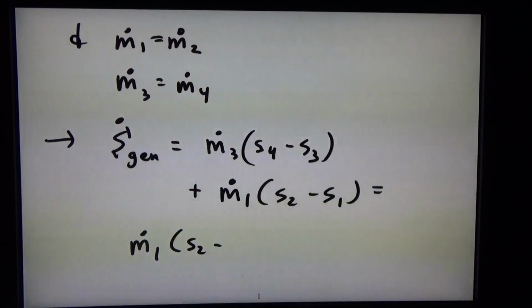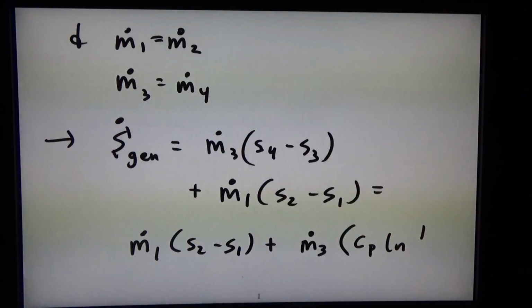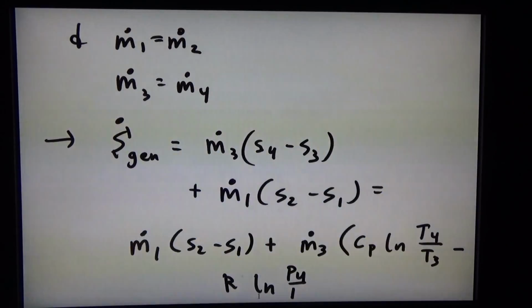So here for the second part, delta S of the ideal gas, we can write it based on, do we know temperature and pressure for the ideal gas, or do we know temperature and specific volume for the ideal gas? We know the pressure, so we want to choose the equation C sub P natural log T4 to T3 minus R natural log P4 to P3. Alright, so that's how we write delta S of an ideal gas.